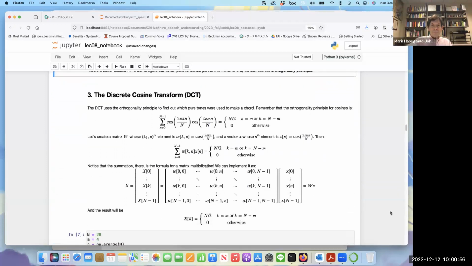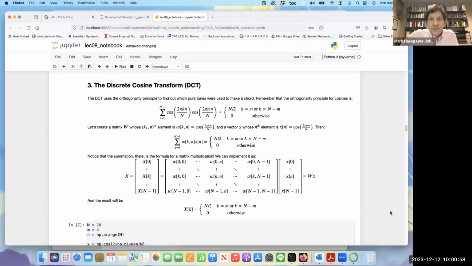All right, let's talk about how to try to extract those three cosines from the minor chord. And the way that we'll do that is by using something called the discrete cosine transform, which is a simplified version of the discrete Fourier transform. The discrete cosine transform uses the orthogonality principle.